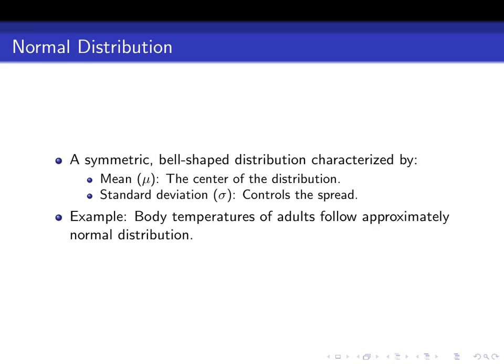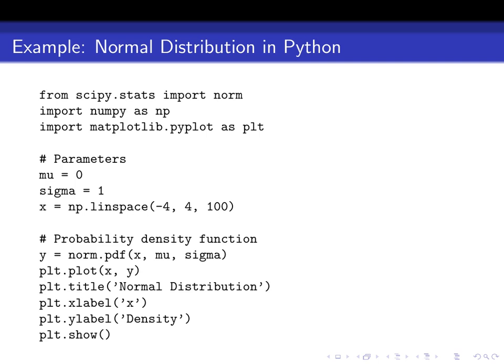Next, the normal distribution, also known as the bell curve, is characterized by its mean and standard deviation. It is widely used to model real-world data like body temperatures. The code demonstrates how to plot the probability density function for a standard normal distribution using Python.